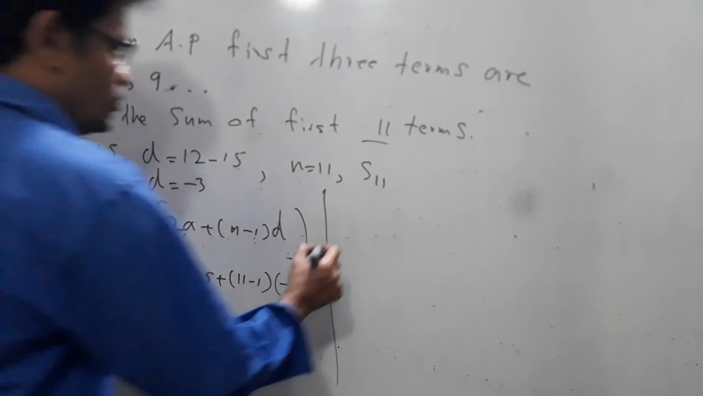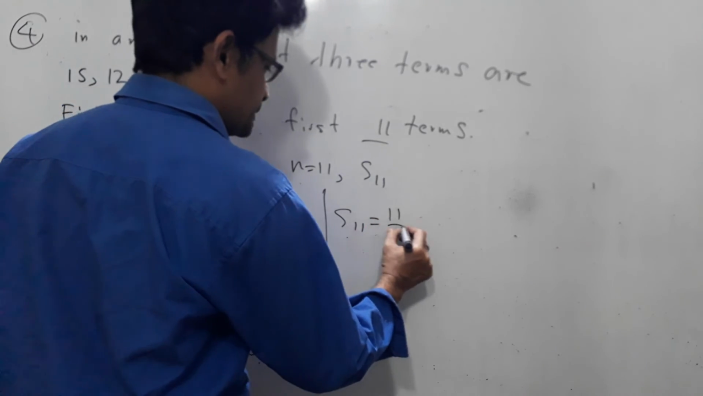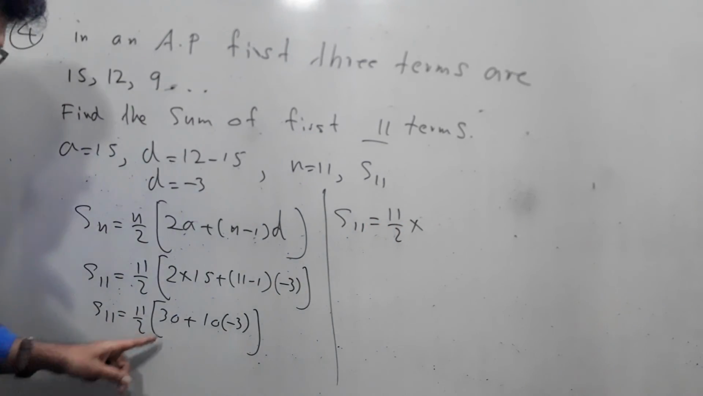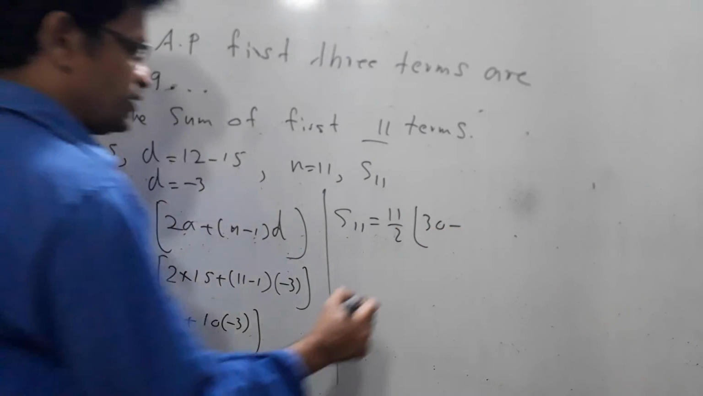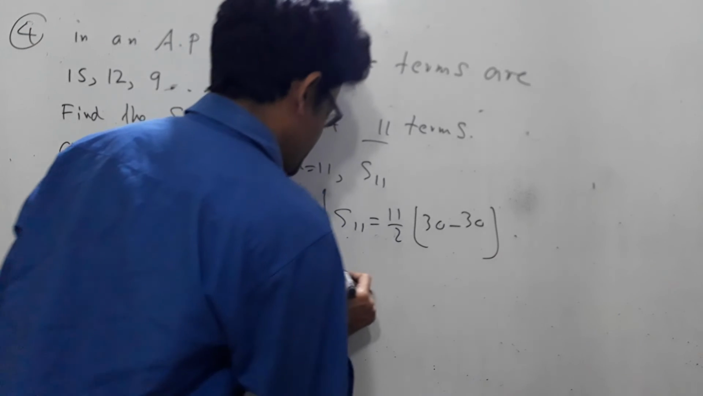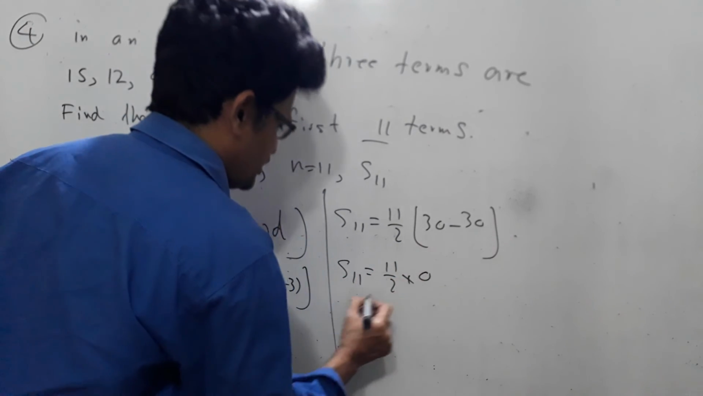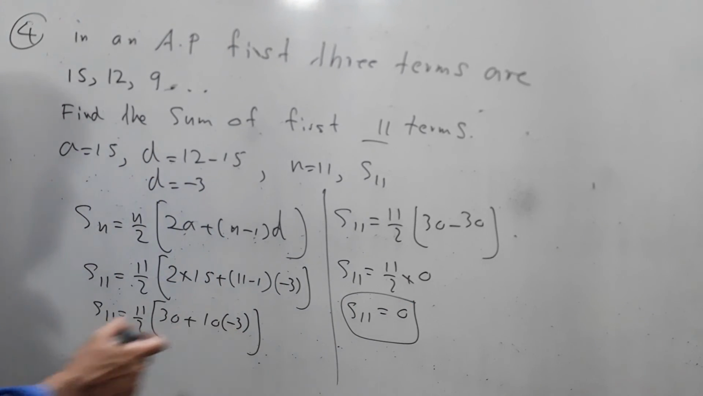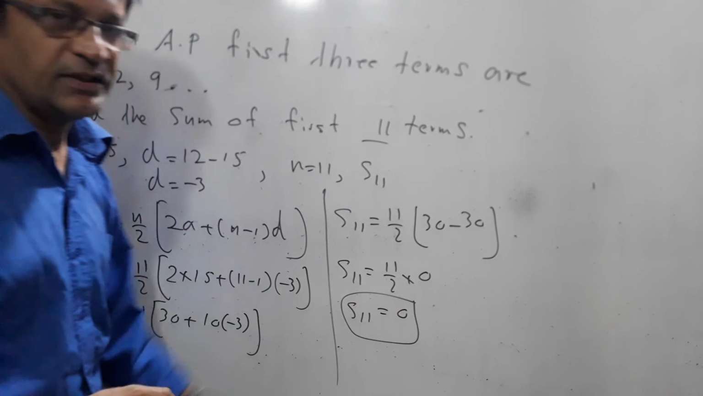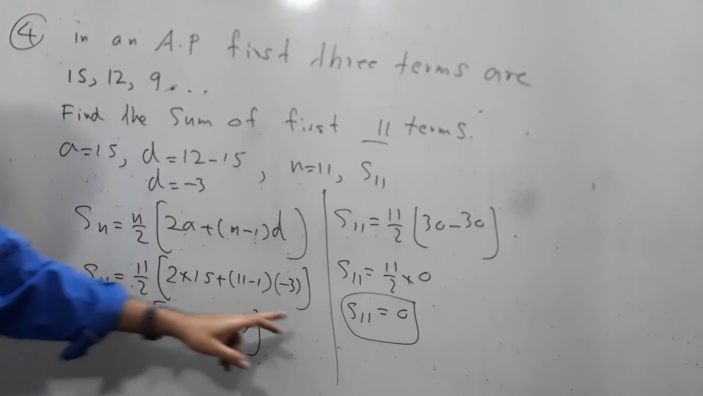Clear? So S11 equals 11 over 2 into, we can put a bracket, 30 minus 30. That means S11 equals 11 over 2 into 0, so S11 equals 0. So the sum of 11 terms is 0. How does it happen? We'll write it out. That means if you add all the 11 terms from the first term, the answer is 0.